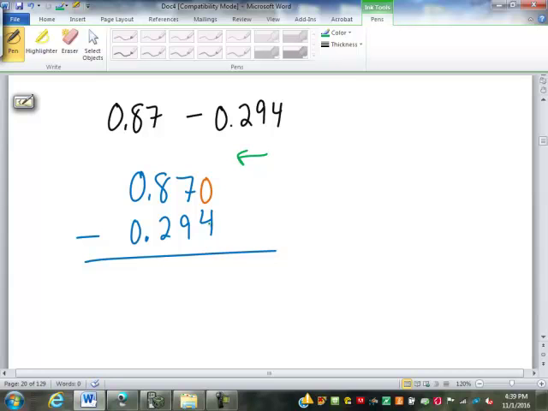0 minus 4 can't be done. We're going to borrow from the 7. That's a 6. This is now a 10. 10 minus 4 is 6. 6 minus 9 can't be done. So borrow from the 8. That's a 7. And this is now 16. 16 minus 9 is 7. 7 minus 2 is 5. And we bring down the decimal point.